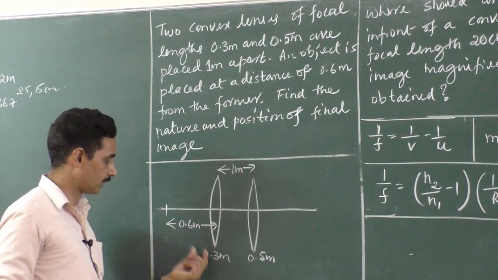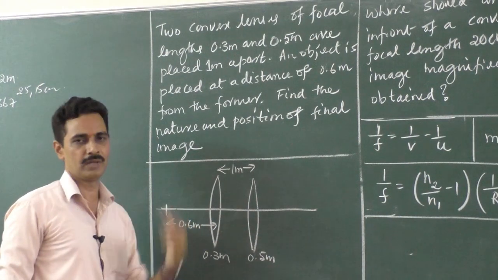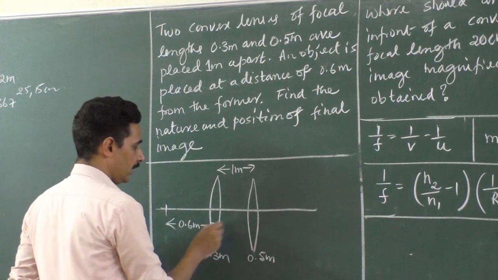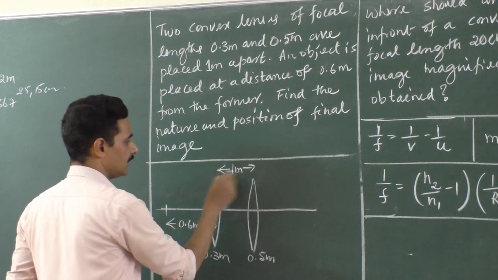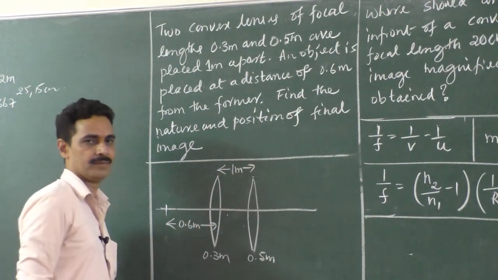Is it double the focal length? When an object is kept at 2f, the image will also be formed at 2f, you know this. That means the image will definitely be formed at 0.6 meter. 0.6 meter comes within 1 meter. That means this lens forms the image before the second lens itself.